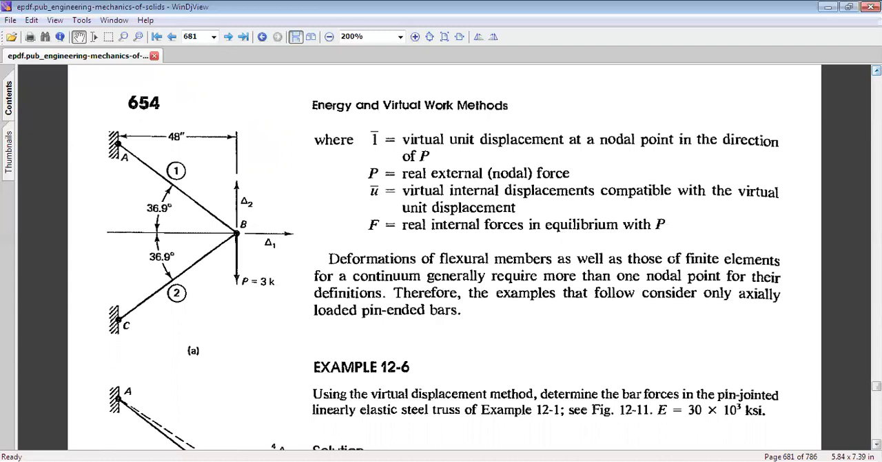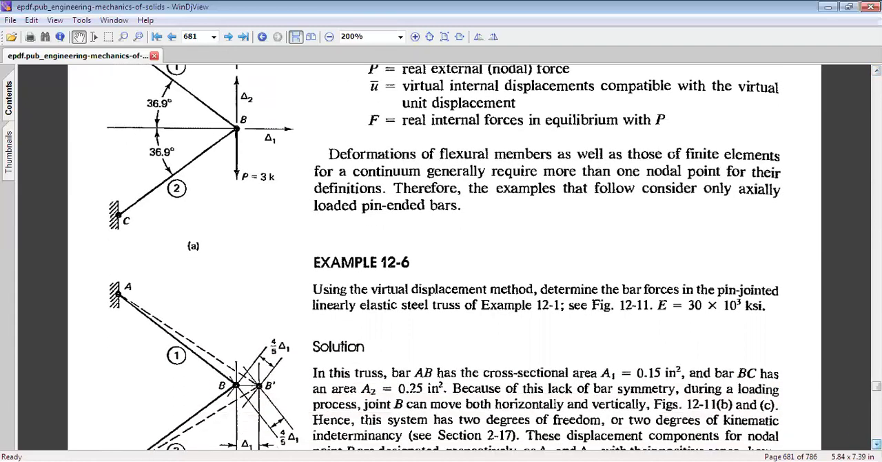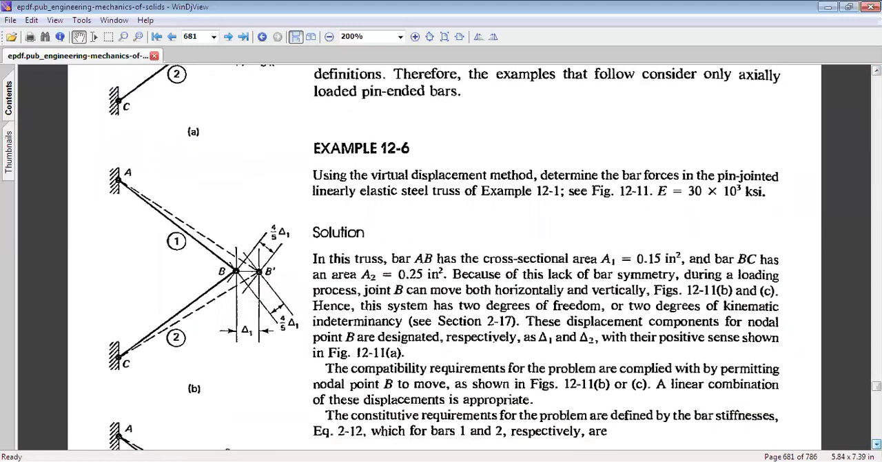To solve this problem using the virtual displacement method, let us first try to see what happens if point B is displaced by delta 1 in the horizontal direction. So in figure B, you can see there is a horizontal displacement of delta 1 that has been given to point B, and now point B has occupied a new position B dash. Due to this displacement of point B, there is a stretch of 4 by 5 delta 1 in link AB, and also a stretch of 4 by 5 delta 1 in link BC. This stretch can be obtained by taking the component of delta 1 in the direction of AB, and also the component of delta 1 in the direction of BC.